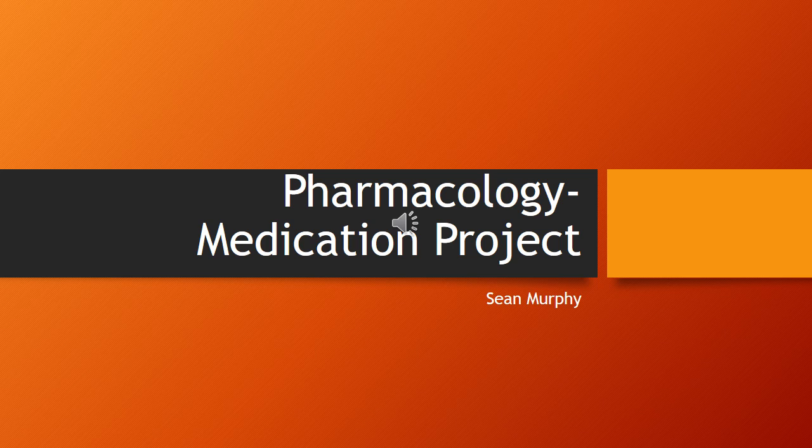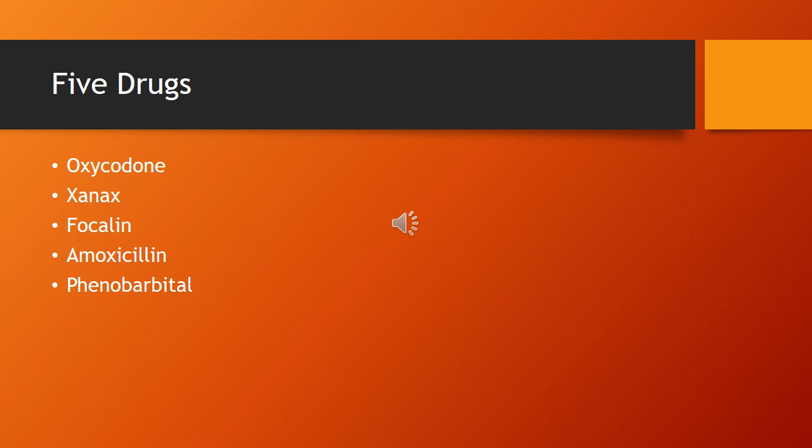Okay, here we go. The 5 different drugs that we'll be discussing today are oxycodone, Xanax, Focalin, amoxicillin, phenobarbital. When discussing these 5 drugs, we'll go through the topics that we discussed in the last slide to get a better understanding of each medication.